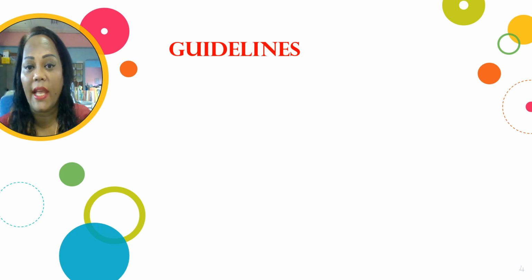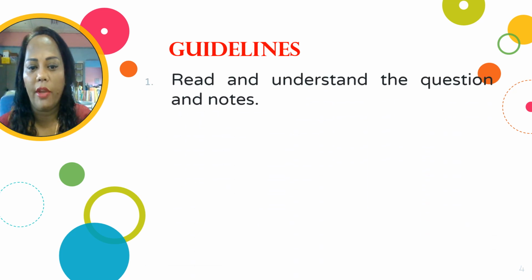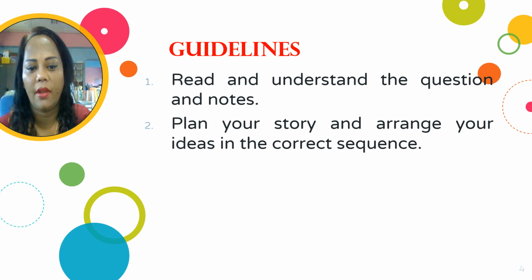Okay, let's look at some guidelines. First, you have to read and understand the question and notes. When you have the question in front of you, you have to look and see what is the requirement of the question. Next, you have to plan your story and arrange your ideas in the correct sequence. Now, in order to do that, you need to have a plot. So you need to plan what is going to happen at the beginning, what you are going to include in your story, and what is going to happen at the end.